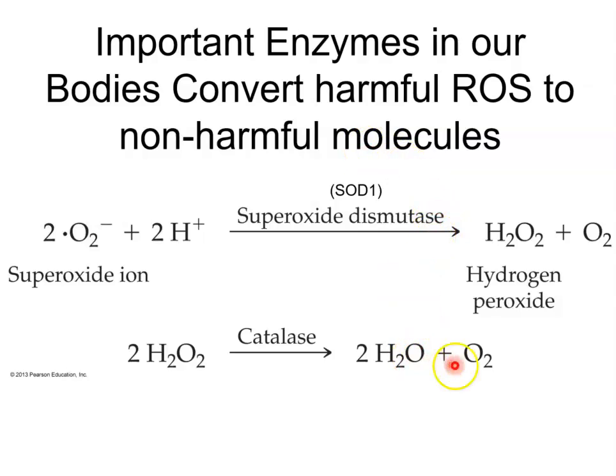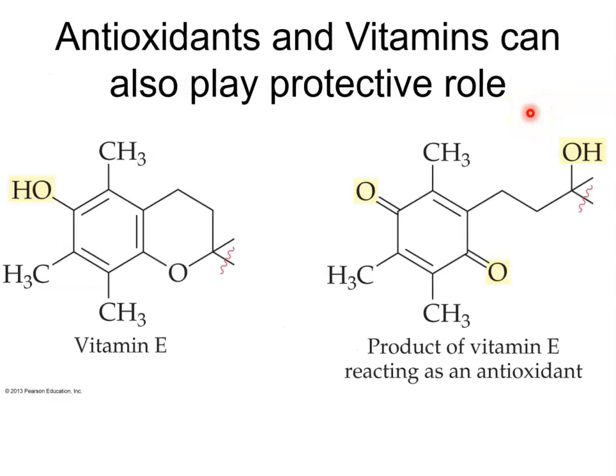A lot of the antioxidant vitamins are important: vitamin E, vitamin C, vitamin A. They all help to bind to reactive oxygen species, and they help to mitigate some of the harmful effects of the reactive oxygen species. Here's an example with vitamin E doing that. With this hydroxyl group on vitamin E, once it's bound to one of those reactive oxygen species, it can actually be oxidized itself.